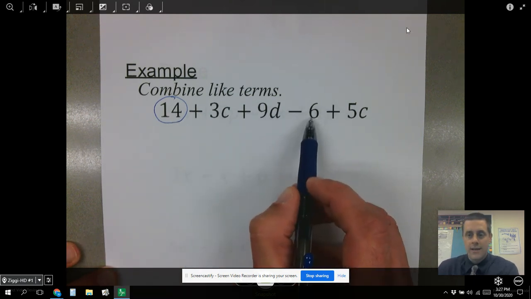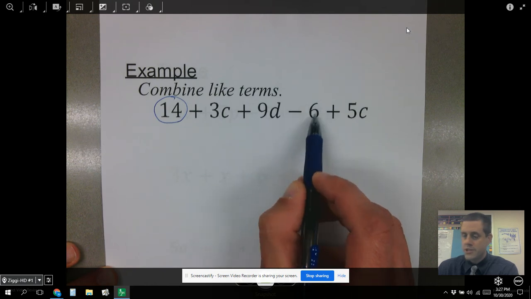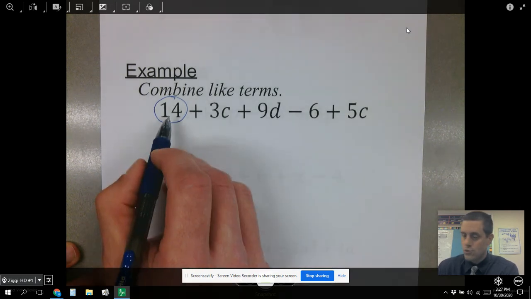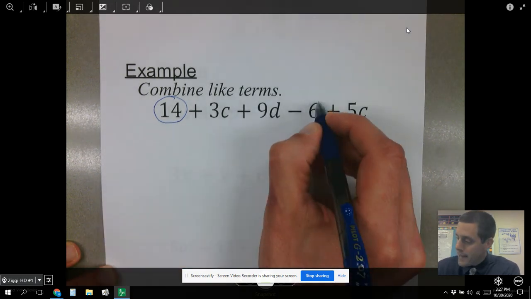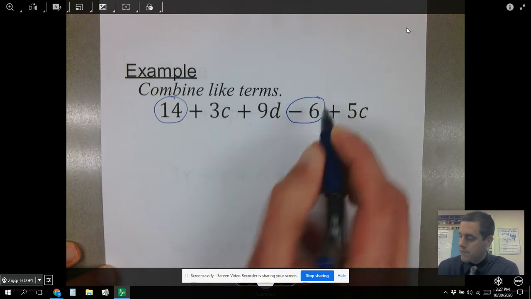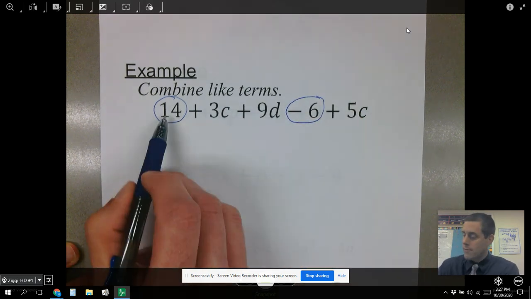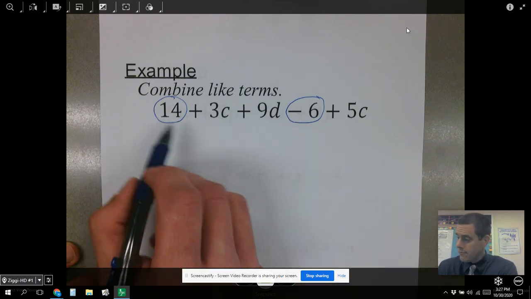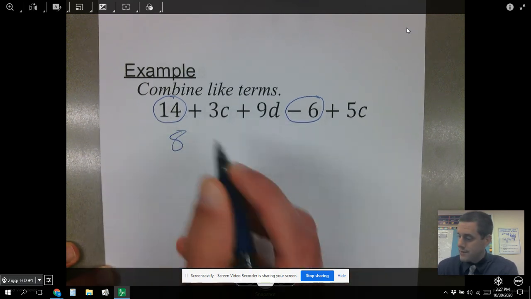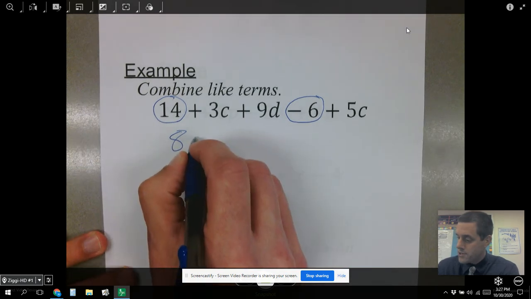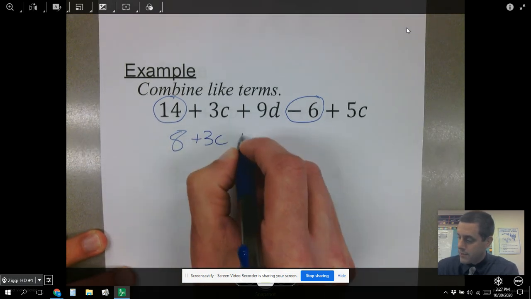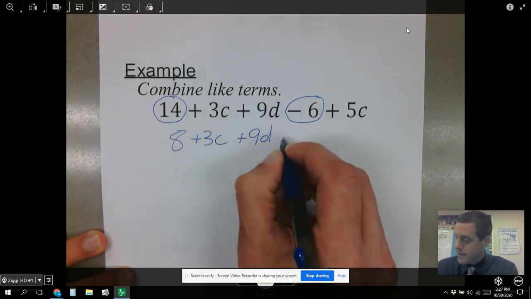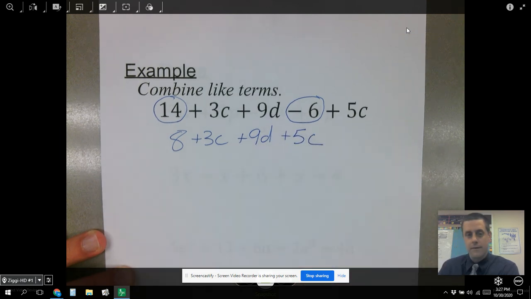Next, we have a 6. It is a like term. It is a constant. It is just a number with no variable. So I'm going to circle it like I did the 14, making sure to grab the operation in front of it. So I'm going to combine 14 and 6 using subtraction. 14 minus 6 is 8. So rewriting the rest of my expression, 8 plus 3c plus 9d plus 5c.